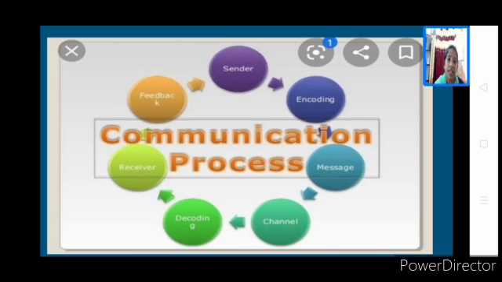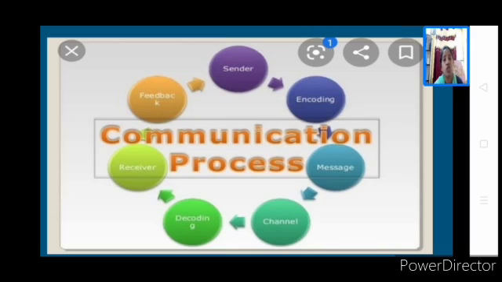Then comes decoding. The information which was coded in the form of signs, signals or words will be decoded when it reaches the receiver. He may give some information through signs, but I'll understand that. How will I understand? Because it was decoded and received by me. That is what the receiver does, receives the message in a decoded way, right? And once I receive the message, I become the receiver. Then the feedback will be given by the receiver, that he has taken the information and he might have understood the information, or he might not have understood it, whatever it may be.